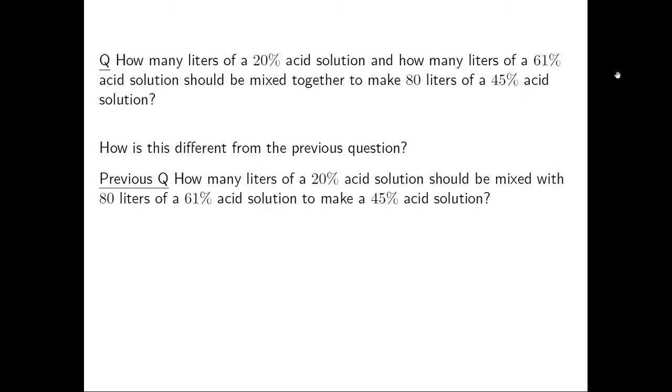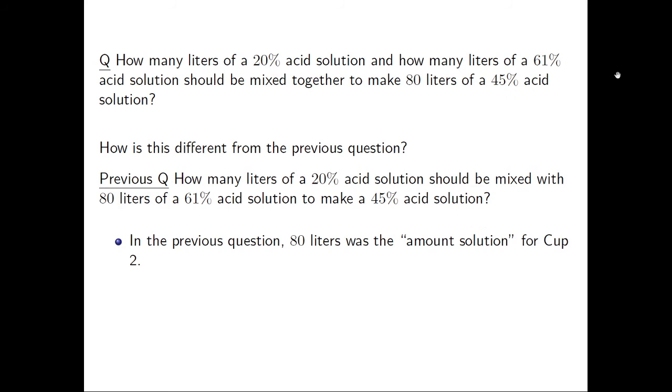The previous question was how many liters of a 20% acid solution should be mixed with 80 liters of a 61% acid solution to make a 45% acid solution. Look at how many similarities there are between these two questions. There's a 20% acid solution part, there's the 61% acid solution, and then the final bucket, I guess, if we use that model, 45% acid solution. This number 80 liters appears in both questions. So, what's different about these two questions?